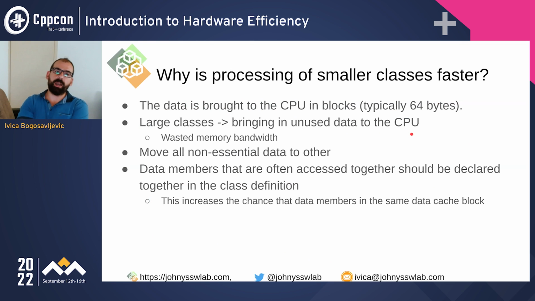So the question is, why is processing of smaller classes faster? The reason is that data is brought from the memory to the CPU in blocks, which are typically 64 bytes in size.